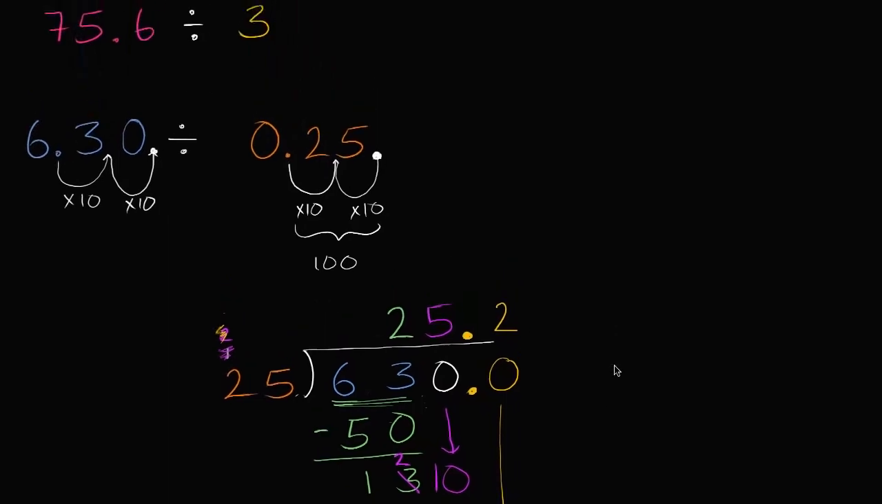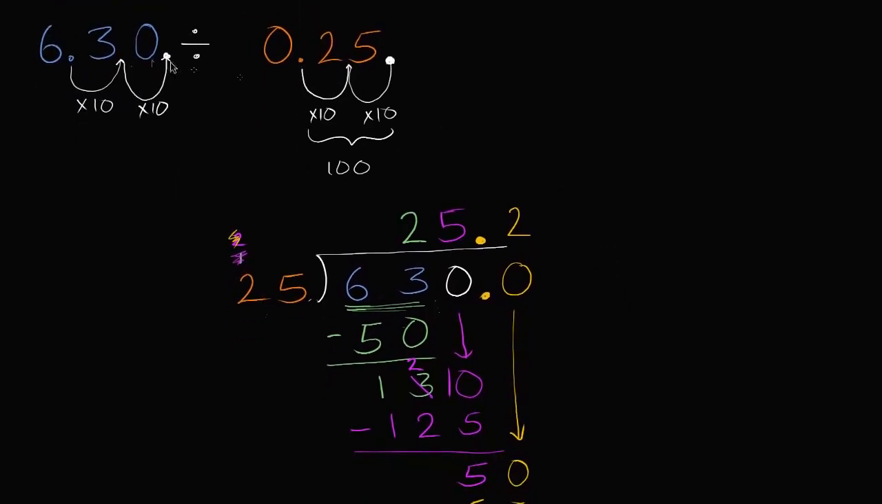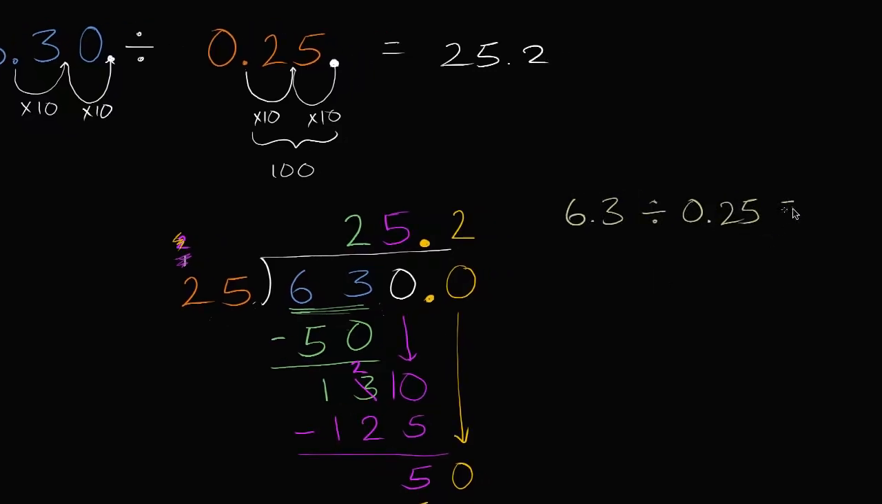Or if you look at our original problem, which was 6.3 divided by 0.25, that also is 25.2. So this is also going to be 25.2. Let me rewrite it. So our original problem was 6.3 divided by 0.25, which we just figured out is 25 and 2/10. And we're done.